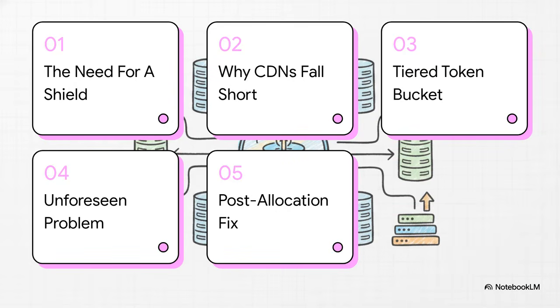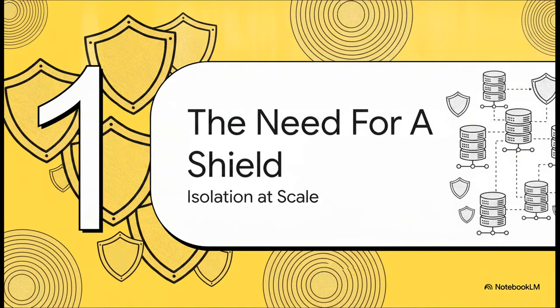So here's our game plan for today. First, we'll look at the need for a shield, then why CDNs fall short. After that, we'll break down the tiered token bucket algorithm, look at an unforeseen engineering problem they hit at scale, and finally, check out their ingenious post-allocation fix. Okay, let's jump straight into part one, the need for a shield, focusing on isolation at scale.